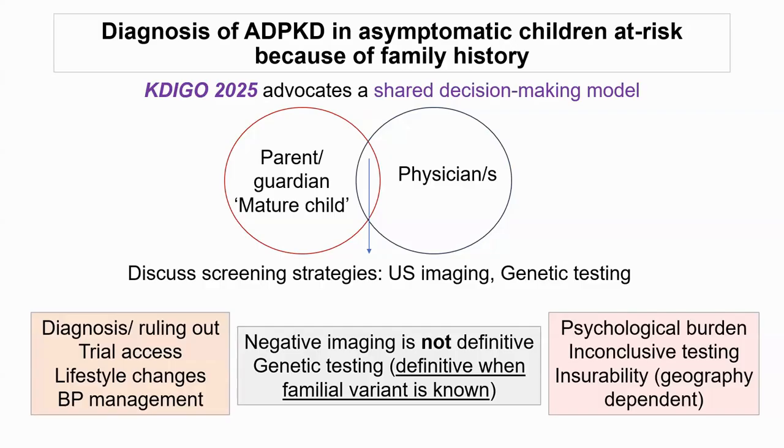And then there is an opportunity for lifestyle changes and blood pressure management, which can sound very mundane, but I think it's a very big opportunity piece that we have in pediatrics. But then there can be additional psychological burden. Sometimes the burden can be the anxiety of not finding out, and some families may have a higher burden of just finding out. And inconclusive testing, and depending on where you live, what's your insurability based on your genetic testing. So all of those are things to be considered.